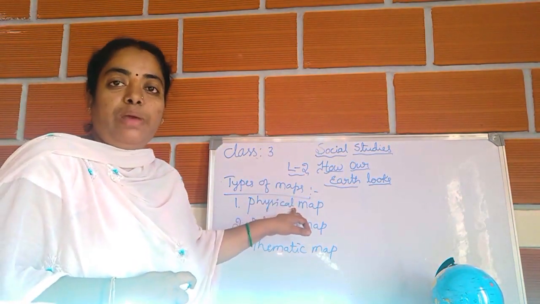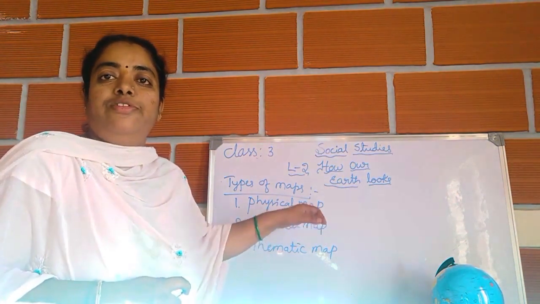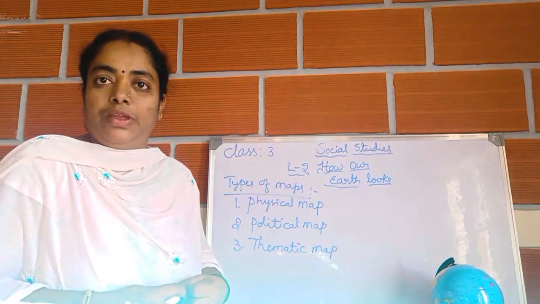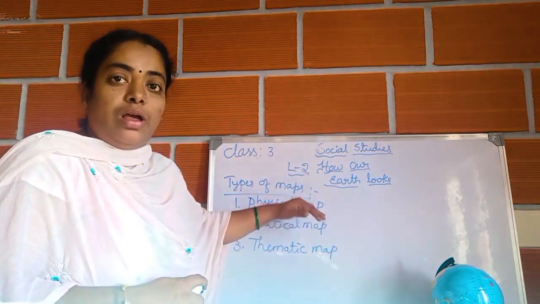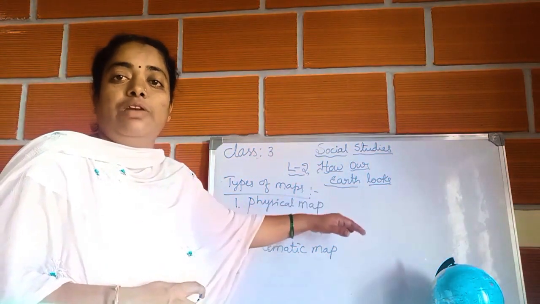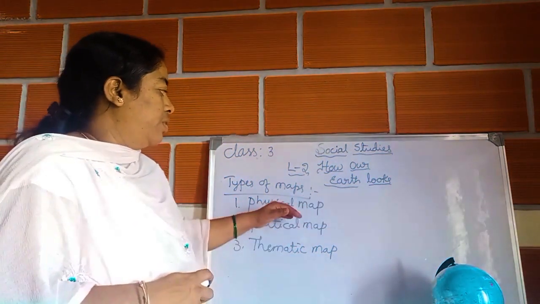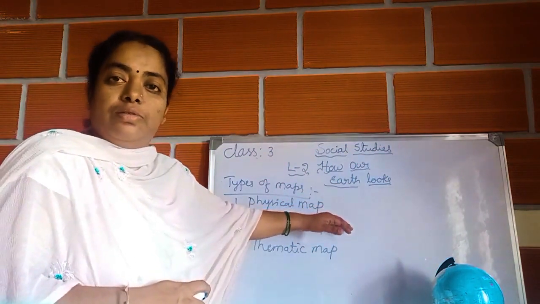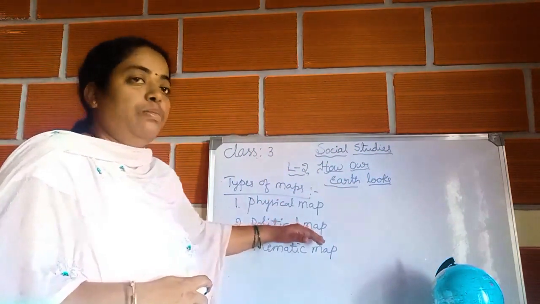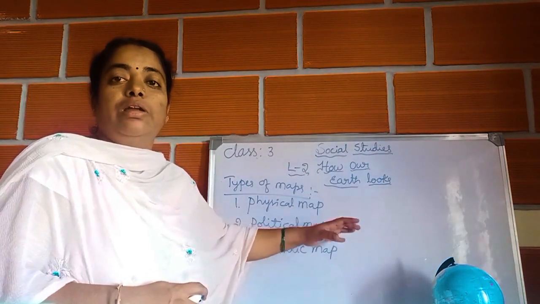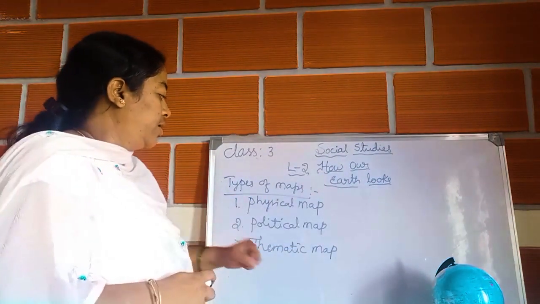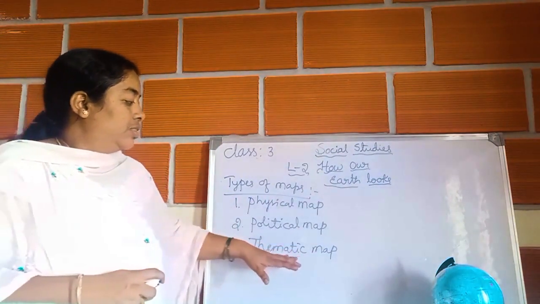Then what is meant by physical map? A physical map is a map which shows the location of the physical features of that particular country. That type of map is called a physical map. Next, what is meant by political map? A political map is a map which shows the location of a particular country, state or capital cities, right? Next, the last one is thematic map.